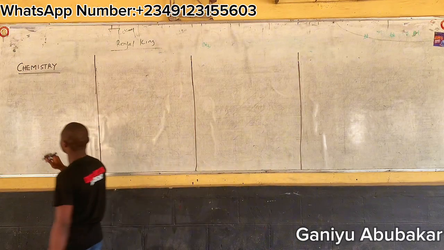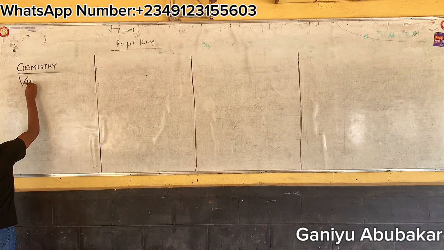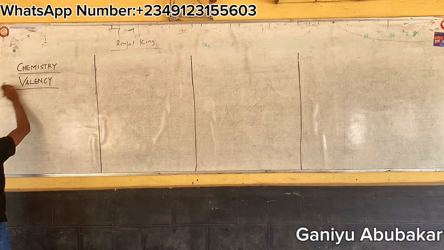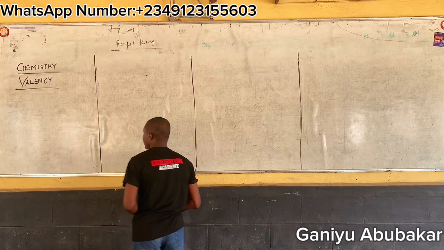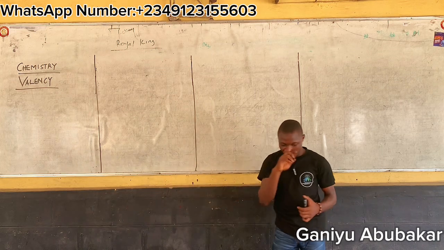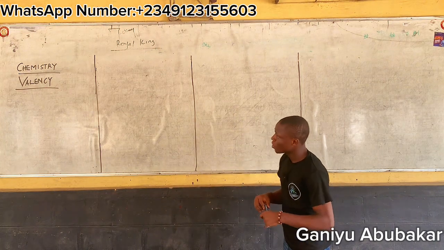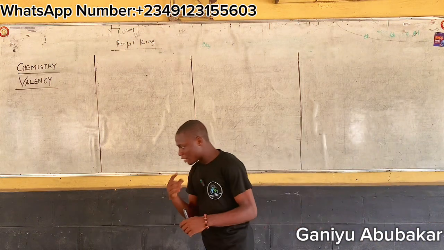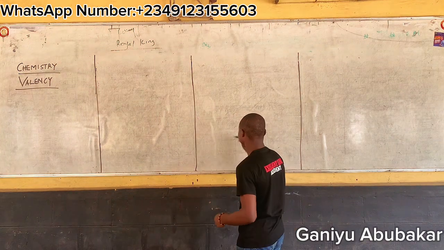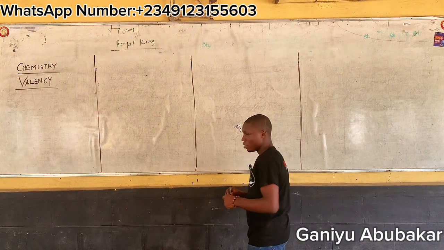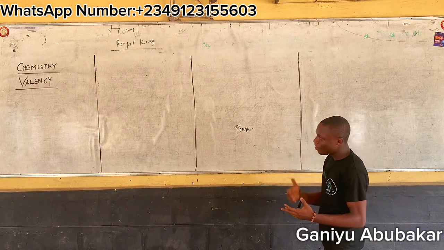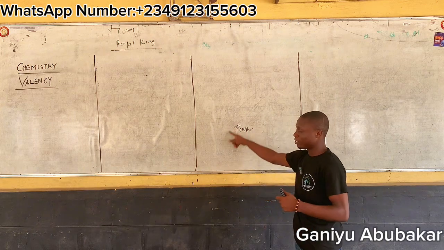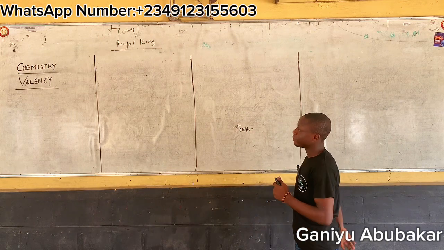Right, let's do valency. Definition. Valency is simply the combining power of an element. Full stop.